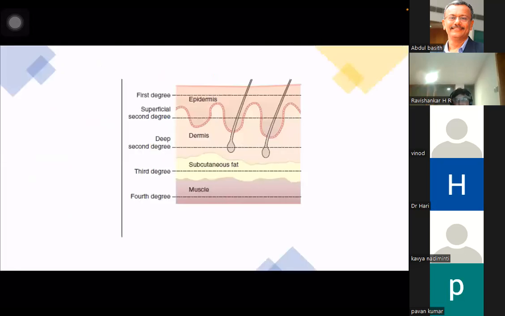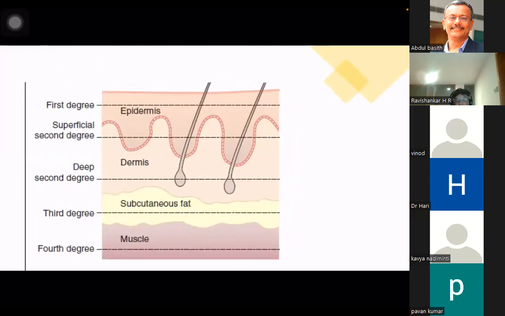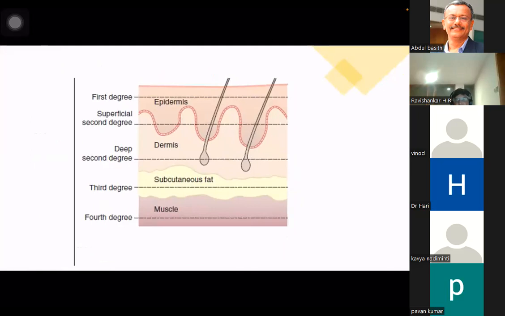And this helps in understanding whether the scar is formed during an injury or not. In first degree and superficial.